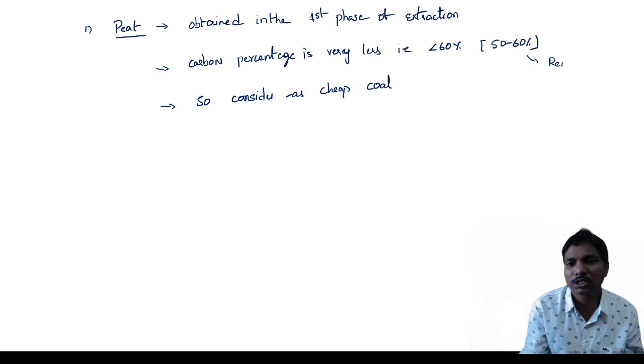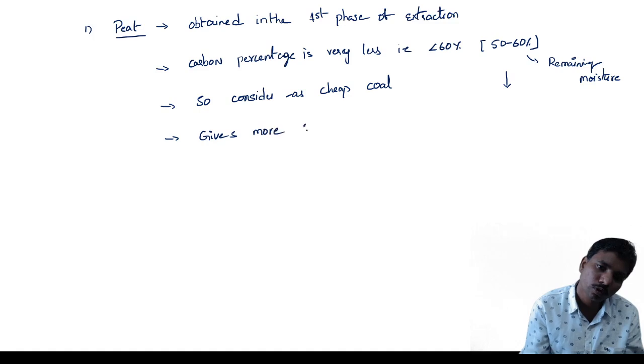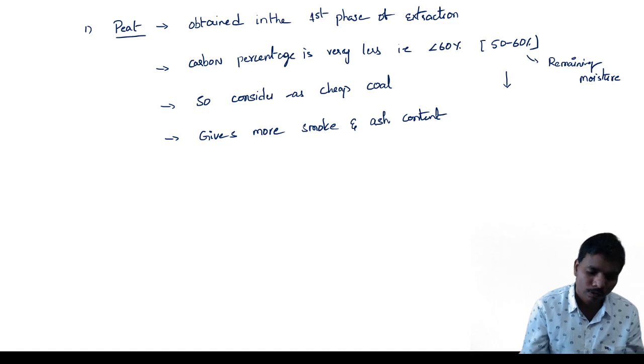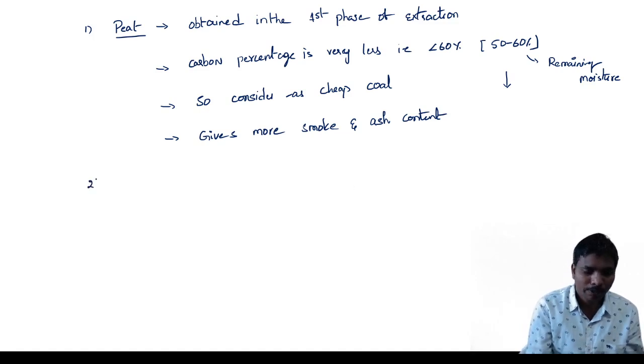What about remaining? Remaining is like a moisture. Remaining, we have the moisture or other content. Okay, so that's why it gives more smoke, and also ash content. Okay, ash content.